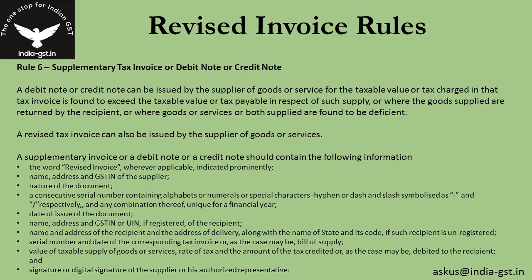Name, address and GSTIN or UIN, if registered, of the recipient. Name and address of the recipient and the address of delivery, along with the name of state and its code, if such recipient is unregistered. Serial number and date of the corresponding tax invoice or, as the case may be, bill of supply. Value of taxable supply of goods or services, rate of tax and the amount of the tax credited or, as the case may be, debited to the recipient, and signature or digital signature of the supplier or his authorized representative.